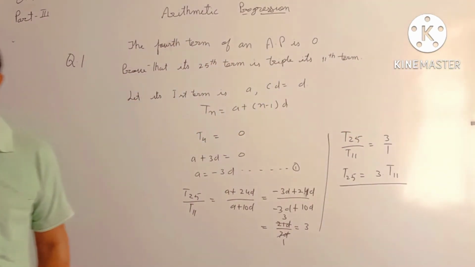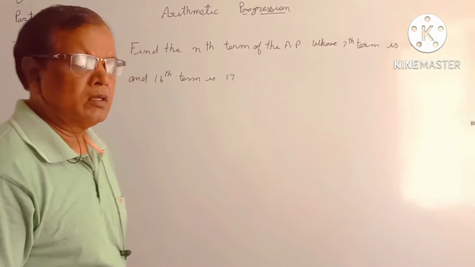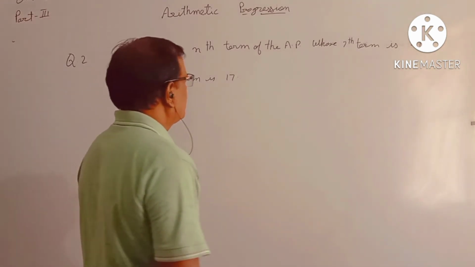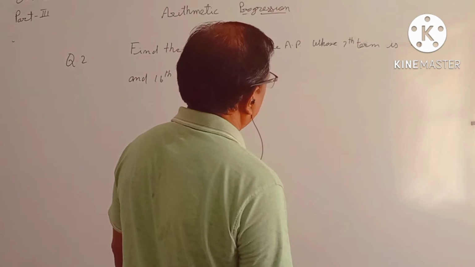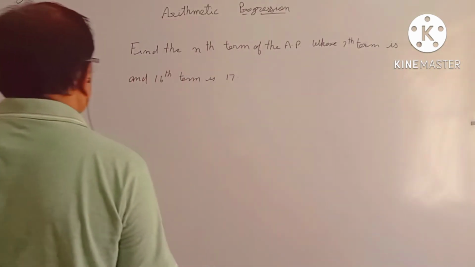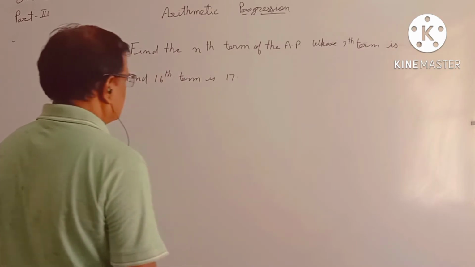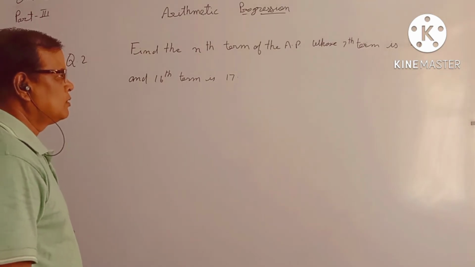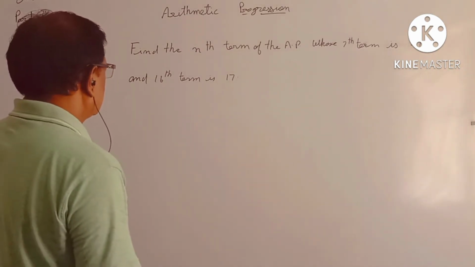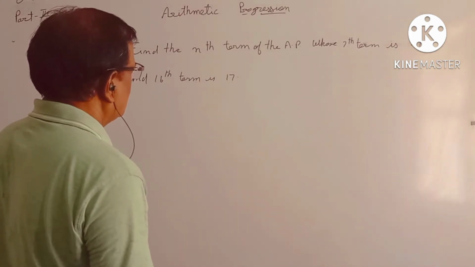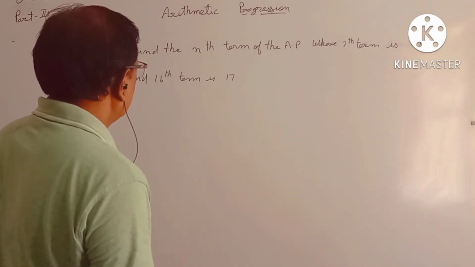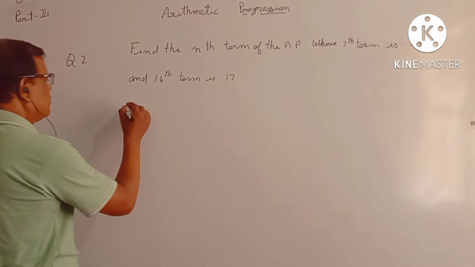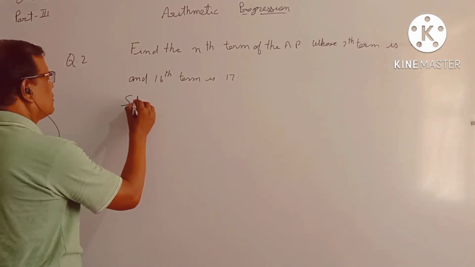Now we are going to solve the next question. Question number 2: Find the nth term of the AP whose 7th term is minus 1 and 16th term is 17. First we make the equations from the 7th term being minus 1 and the 16th term being 17. Then we find A and D, and then we find the nth term. The solution of this one is as follows.